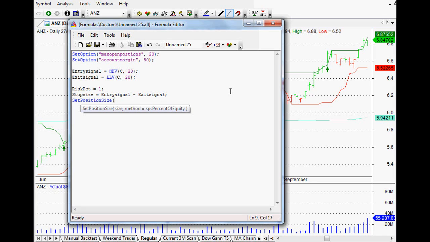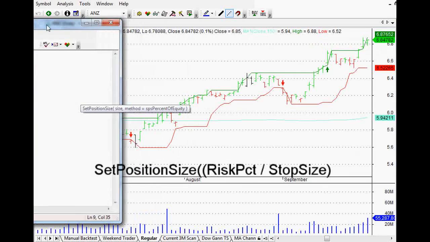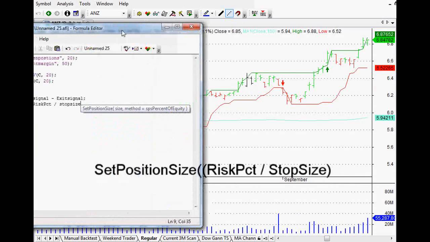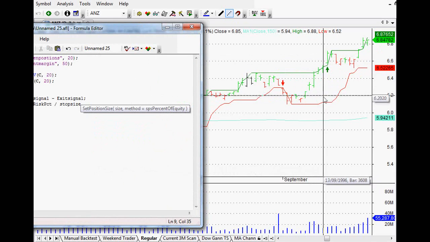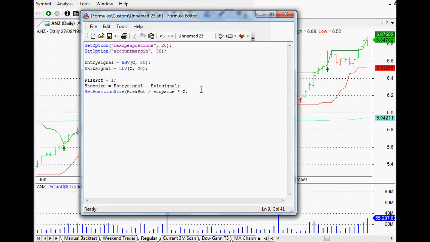So the size. Now we've got a few things involved in our size. What we want is our risk percent. So that's 1% per trade currently. Now if we divide that by our stop size, which as we saw was the difference between our entry signal and our exit signal, that difference there. So if we divide it by our stop size and then multiply that by the closing price, that will actually give us the value that we need for our overall percent of our equity.